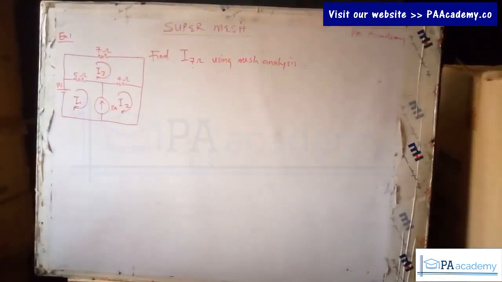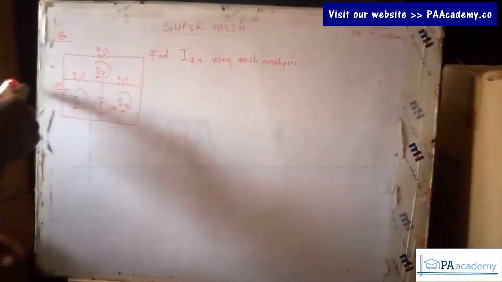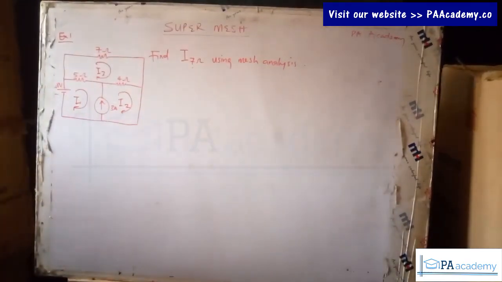The next thing we have to do, since we are doing mesh analysis, is to pick our polarities based on the direction of our current. For our voltage source, it is constant, so this is going to be plus and this will be minus, because the longer one is the positive and the shorter one is negative. That's the best way of getting to know this quickly.